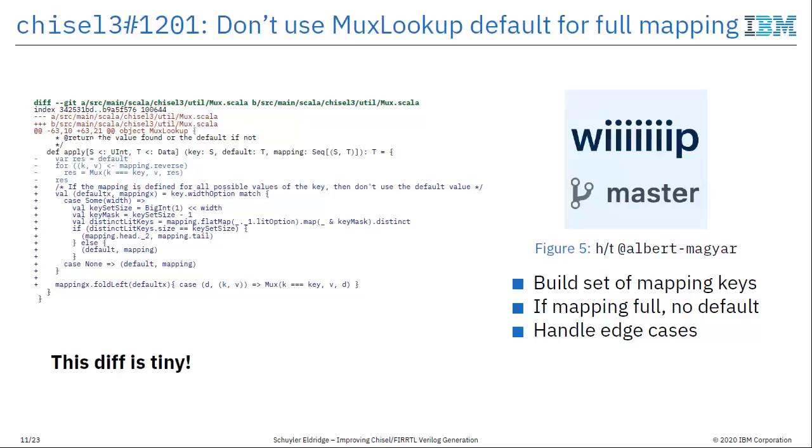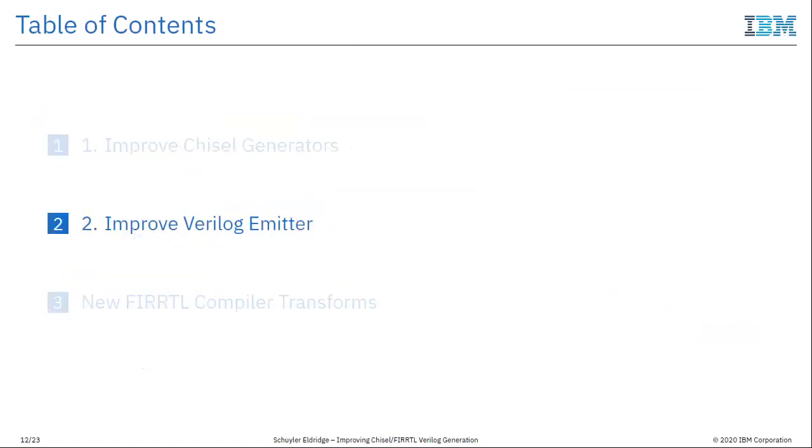And the fundamental thing here is this diff is tiny. And this is something which is able to actually make a big impact on the output Verilog that you're getting. So I'm going to go over a couple more of these changes here, and then I'm going to get back to what the actual output Verilog code looks like. So stay tuned for that.